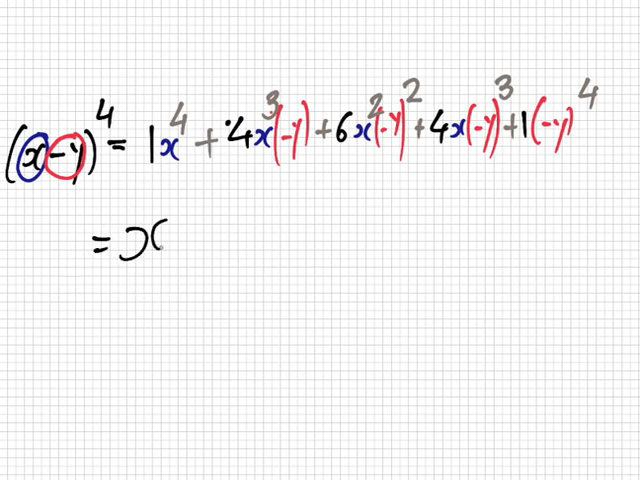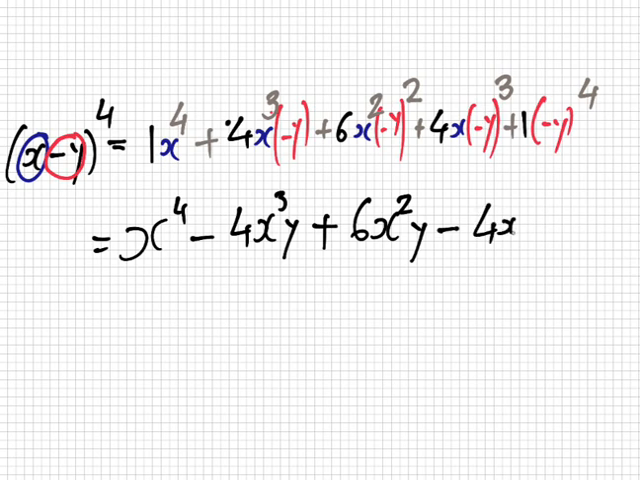This is x power 4. This one here would be minus 4x cubed y. But this one here, when we square y, it's negative, but it becomes positive, because a negative squared is positive. So then it becomes positive 6x squared y. And then what's a negative cubed? Is negative. So this would be minus 4xy cubed.